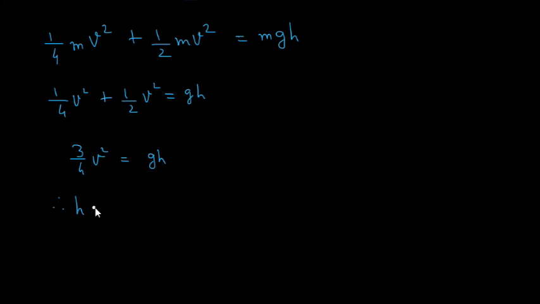Therefore, h is equal to 3/4 v square by g. Now putting the values here, 3/4 times v's value, which is 5, upon 9.8, we get 1.91 meter. So we get the value of h.